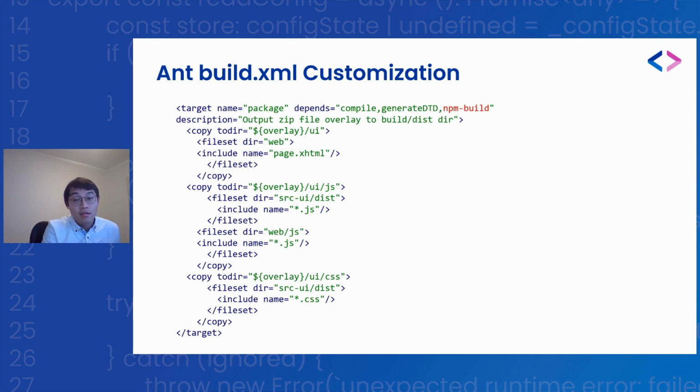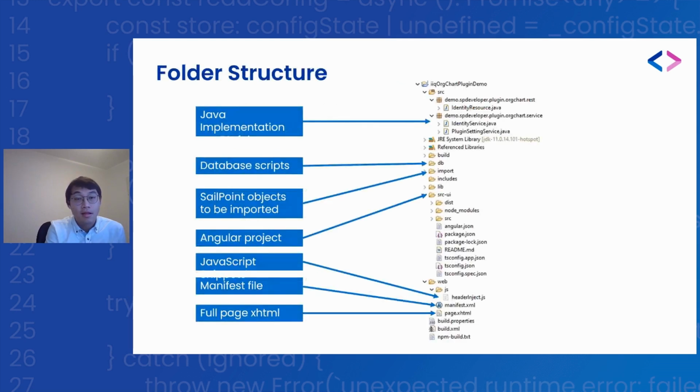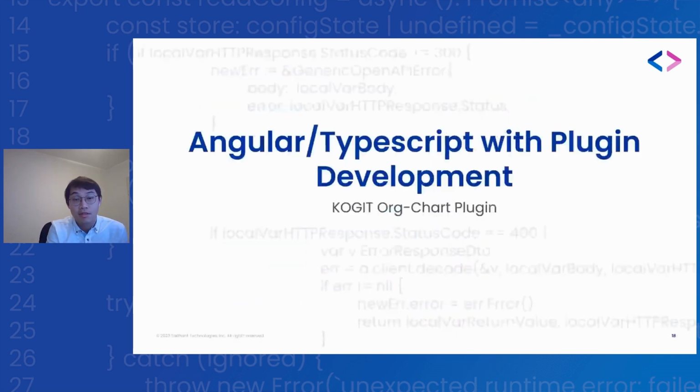Add additional copy actions to copy the compiled JavaScript and the CSS files into the plugin UI folder. And here's the overview of the project folder structure. And we are ready to proceed on the actual plugin development at this point.